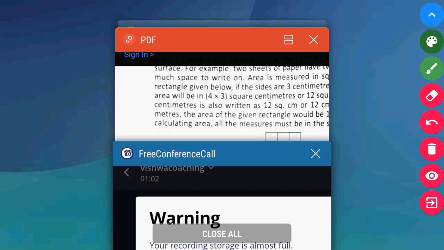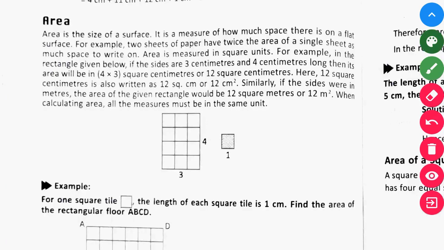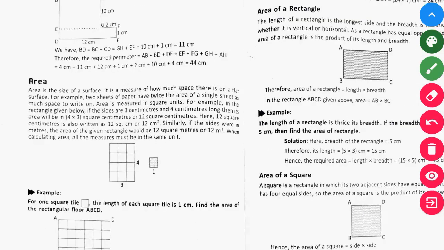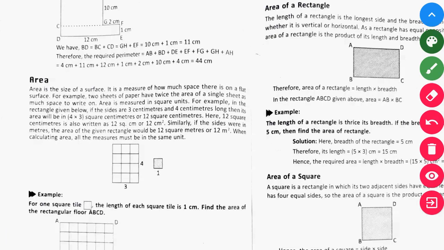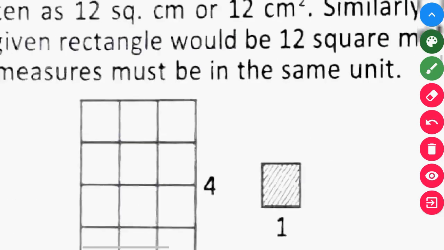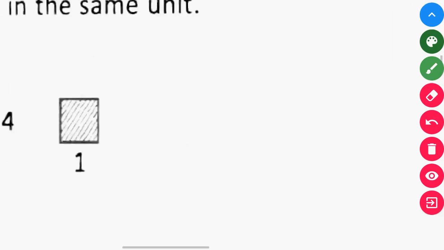Okay, so friend, today in the last lecture we learned about the perimeter. ठीक है. In the last lecture we learned about the perimeter. So in this lecture we have to learn more about the area. But in short we first revise the perimeter and then we'll move to area.